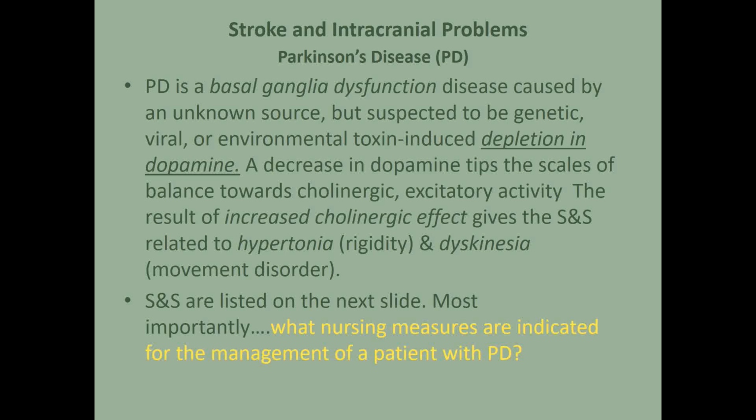And now we move on to the neuromuscular problems in the intracranial problem grouping, and that is Parkinson's disease. So what is Parkinson's disease? Well, it's a basal ganglia dysfunction that is caused by some kind of genetic, viral, or environmental toxin-induced cause, or some or all of the above, or some we just don't know. But the bottom line is there's a depletion in dopamine.